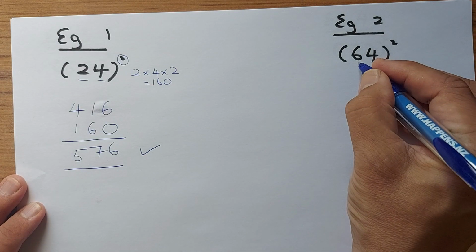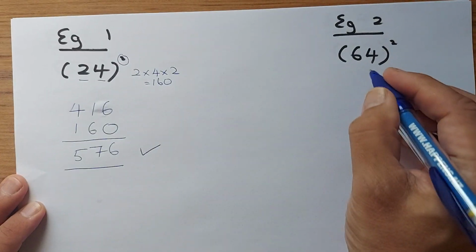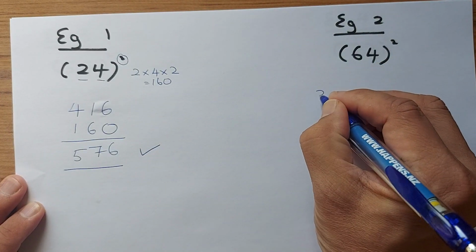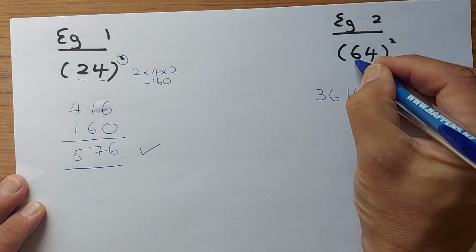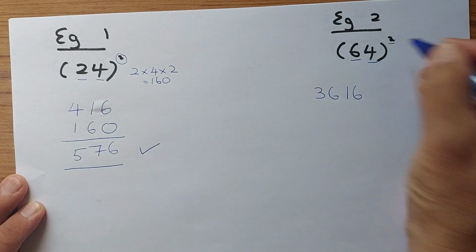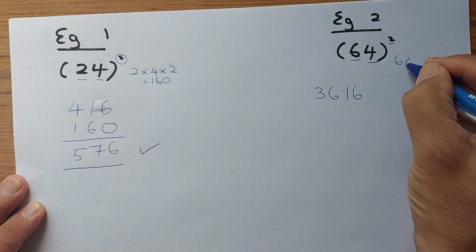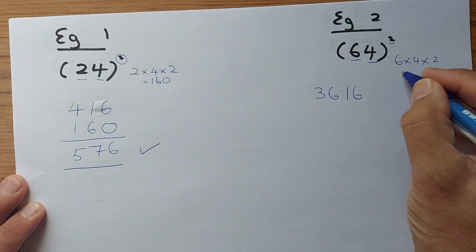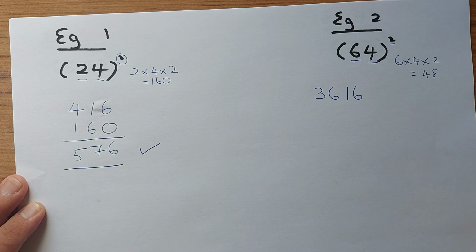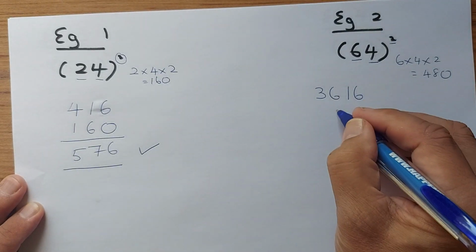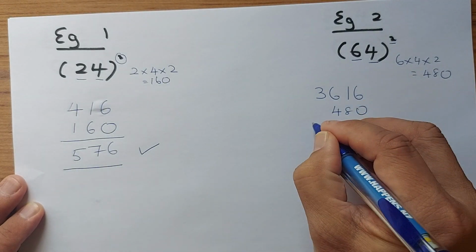So again, 64 squared. So 6 squared is going to be 36. And 4 squared is going to be 16. The next step, you're going to multiply the number inside the bracket and the 2 here. Okay, so 6 times 4 times 2. 6 times 4 is 24 times 2. The answer is going to be 48. So again, you just need to put a 0. Add 480 to this equation. So 480. And you add them up.